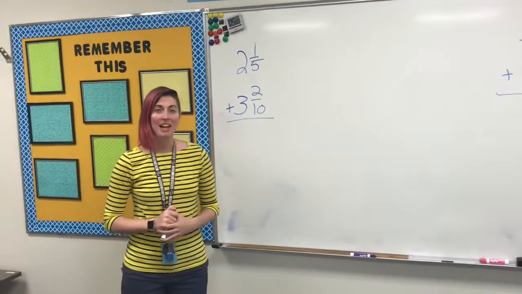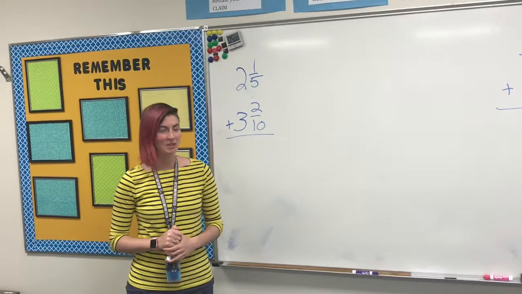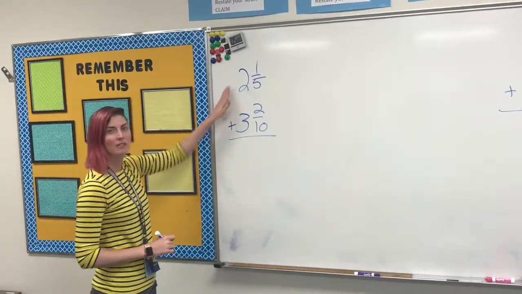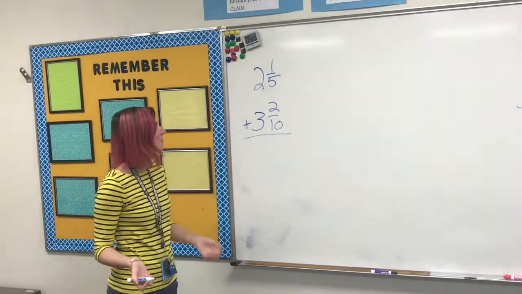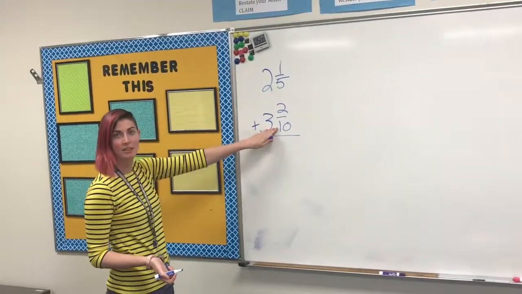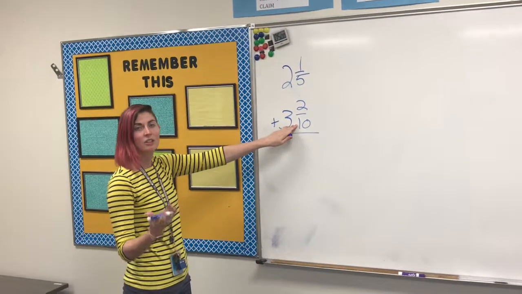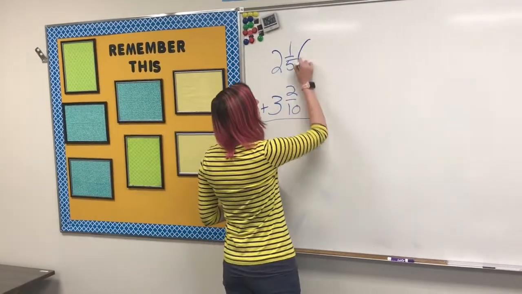In this video, we're going to be adding mixed numbers with different denominators. As you can see, we've stacked them up vertically so that we can start adding them much more easily. Now, looking at our denominators, we can see that they're different. We need to get to a common denominator, so we're going to set up our parentheses.